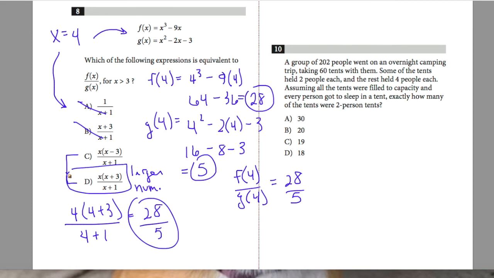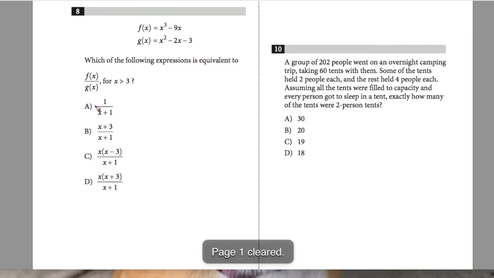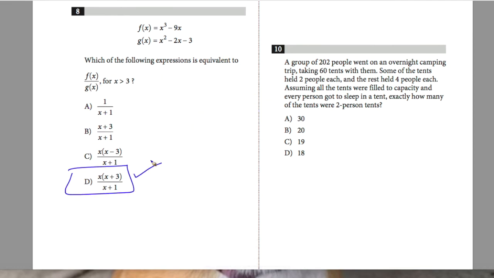This is the expression that solves, given my other expression, when x is greater than 3. So D is the best possible answer choice for question 8. So when approaching question 8, circle D, check, and moving on.